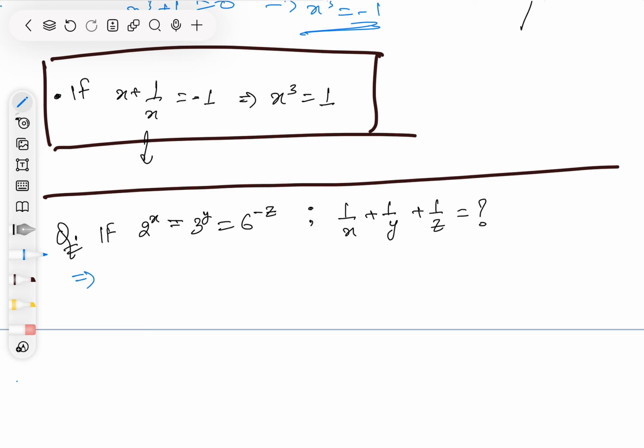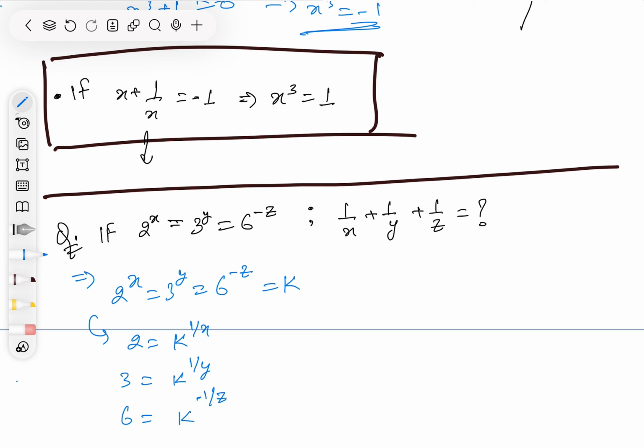Let's see the solution. So you are given 2 to the power x equals to 3 to the power y equals to 6 to the power minus z. So let's take it as k. So from here 2 will be k to the power 1 by x, 3 will be k to the power 1 by y, and 6 will be k to the power minus of 1 by z. Right? Since 2 to the power x is k, so 2 is equals to, if we take power on that side, so it will be 2 equals to k to the power 1 by x.